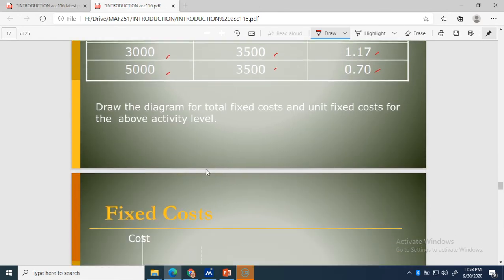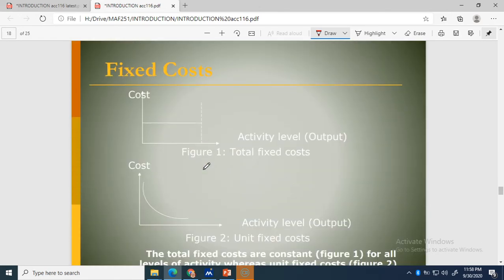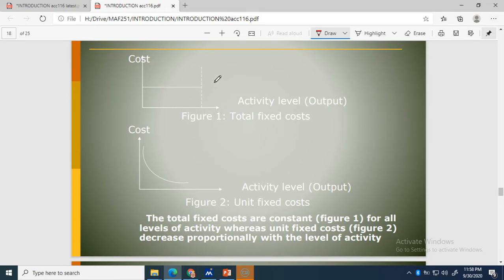Now we refer to the diagrams. This is the diagram for the total fixed cost. The y-axis is cost, the x-axis is level of activity. Whatever quantity you produce, the fixed cost is 3,000, but only until a certain relevant range.